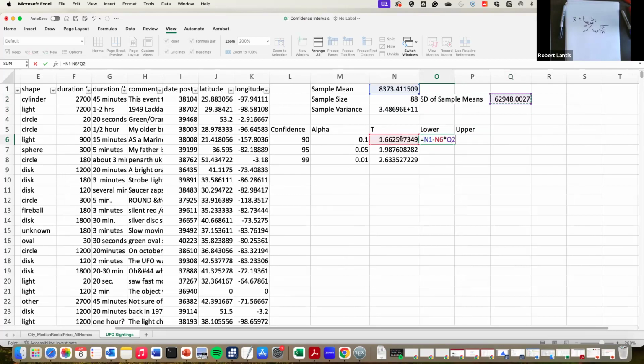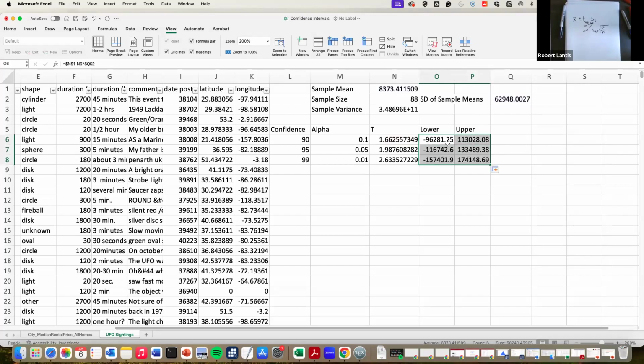As I copy this down, I want the t-value to update. I don't want anything else to, so Command T or F4 after I select these cell references. My upper bound will be this exact same function, so I'm going to copy that, paste it, except I won't be subtracting my margin of error. I'm going to be adding it. Now I'm just going to copy this down, and I've got my 3 confidence intervals pretty quickly.